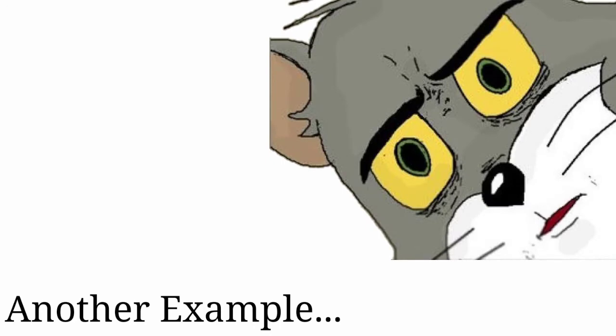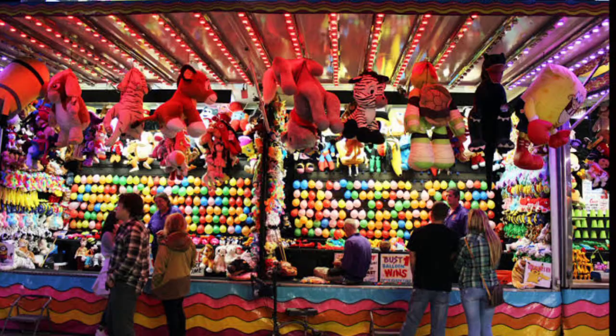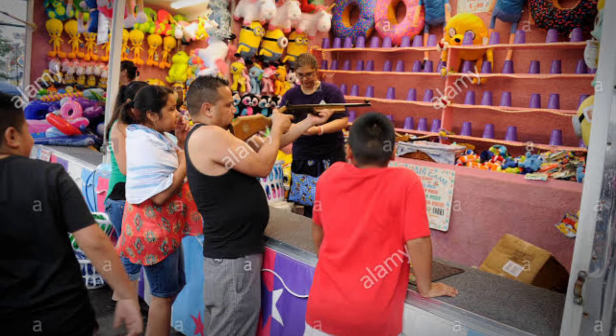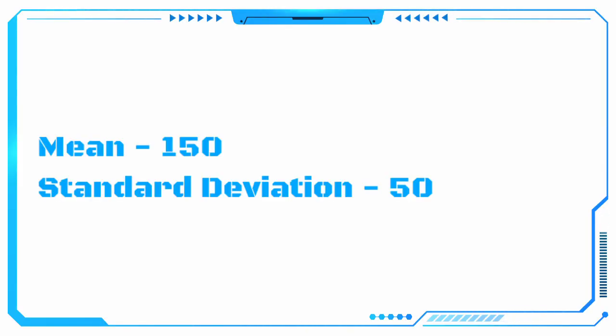Now, let's have another example. Suppose you and your friends are in an amusement park, and you all agreed to play a shooting game. Other people are playing during that time, and you can see their rank on a leaderboard. Now, it's your turn to play. You did your best while playing the game, and in the end, you see in the leaderboard that you beat 67% of the players. Suppose the scores on the leaderboard have a mean of 150 points and a standard deviation of 50. What score did you get at the end of the game?